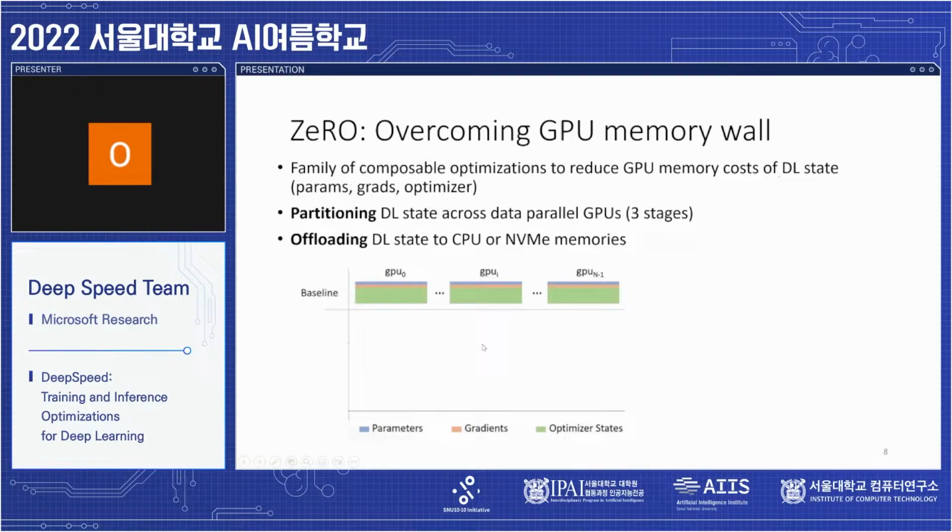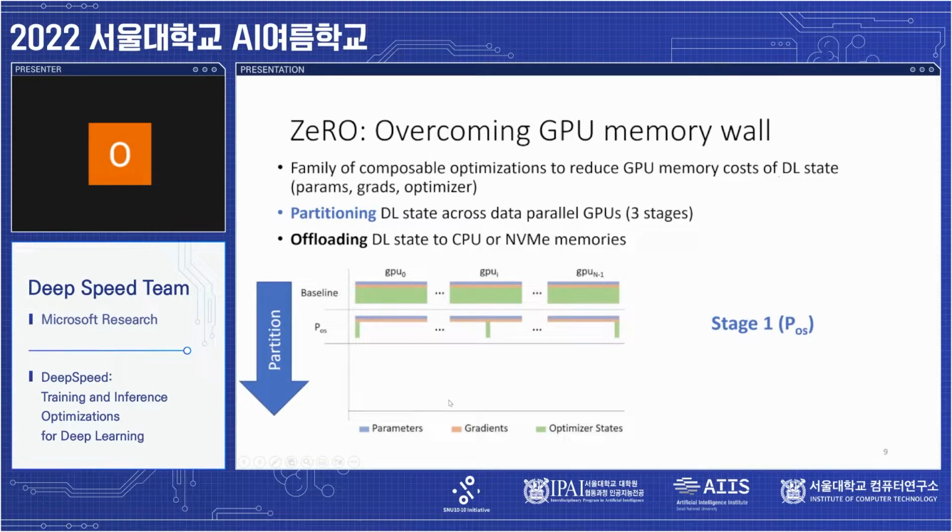Let's consider a baseline of data parallel training where we have n GPUs training. And here we're showing the memory consumption for the different objects in the training state: the parameters, the gradients, and the optimizer states. So the first stage of ZeRO, if we go down the partitioning dimension, is to partition the optimizer states. So here we see in stage 1 of ZeRO, we are partitioning the optimizer states. Rather than replicating it, we're partitioning it across all the data parallel GPUs. So the memory consumption for any given GPU is reduced by n.